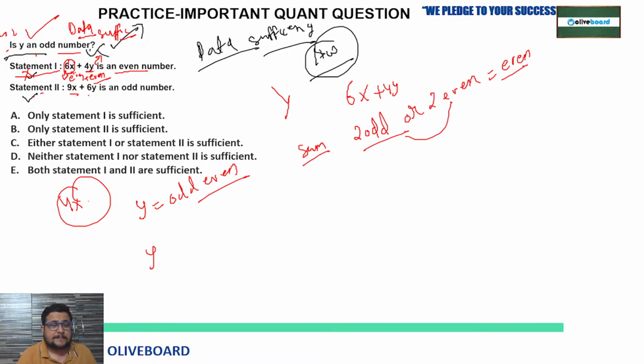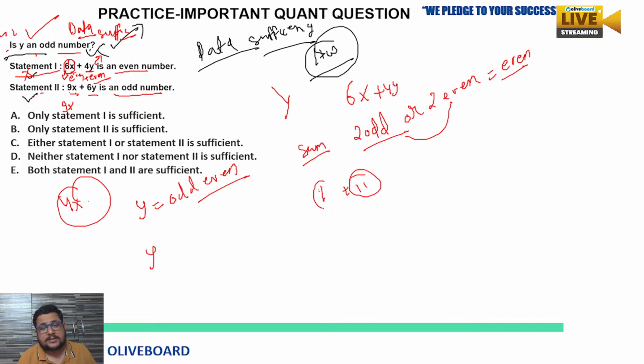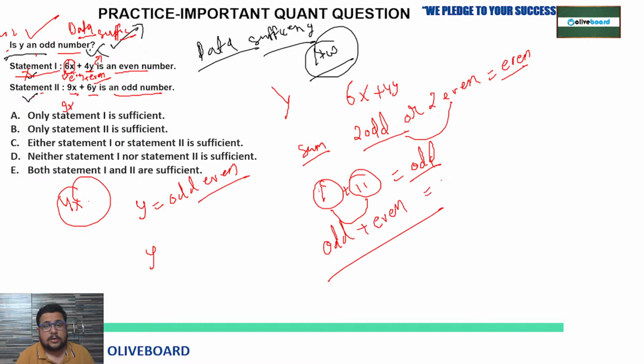Statement 2: 9x plus 6y is an odd number. So see, if you are adding two numbers, whatever the numbers are, and you are getting an odd number, then one number must be odd and the other must be even. Then only you will get the odd number. Remember that. You have to keep this in your mind.